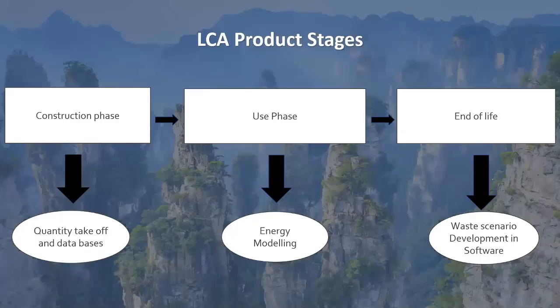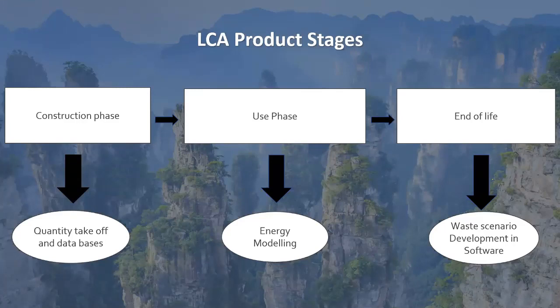Product studies mean the construction phase, where you will do quantity take-off from the database, and that database is in the BIM. Use phase means over the use of the building, you will have to share some energy models with the certifiers, with LEED and with the other institutes in green buildings. The use phase model data will be from the energy modeling software. It can be HAP, it can be eQuest. And for the end of life cycle waste scenario, there are some models in the software that are being developed for the impact assessment.